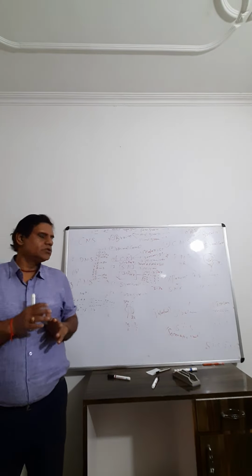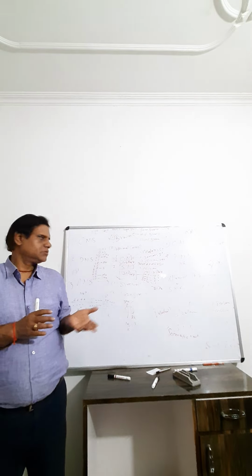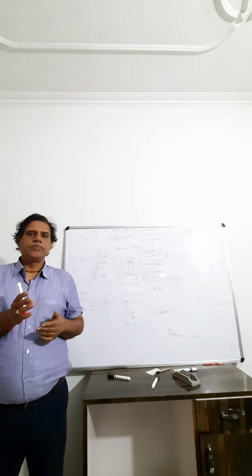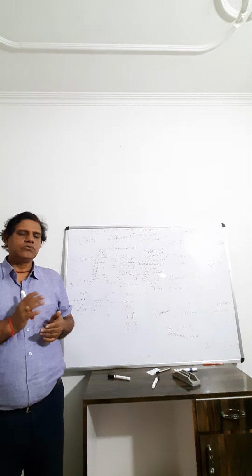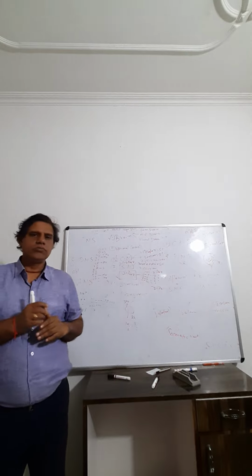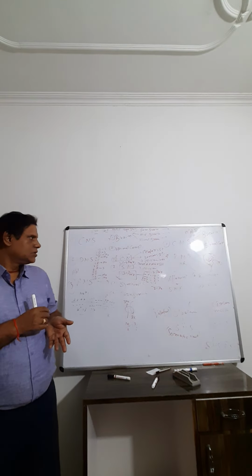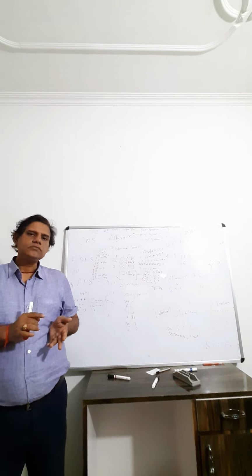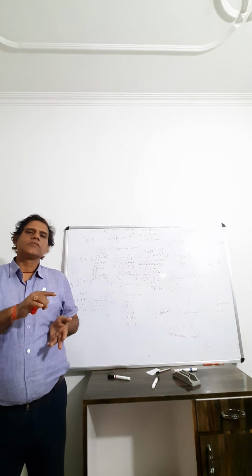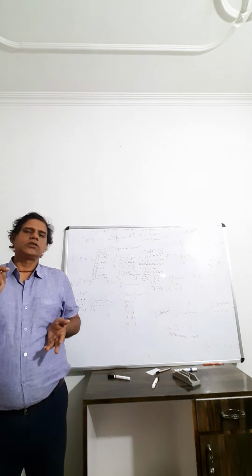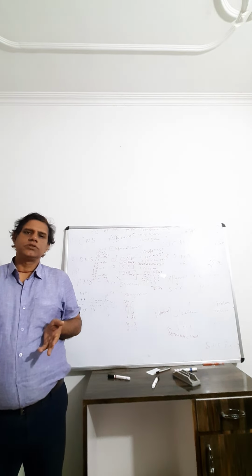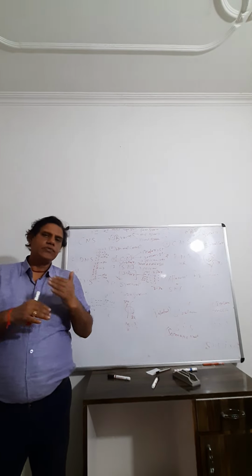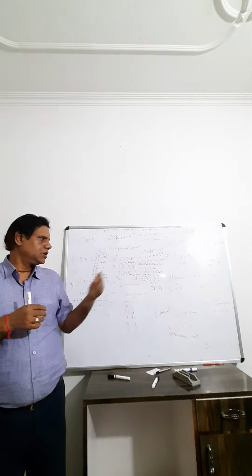But the spinal nerve is always mixed, and it is 31 pairs: 8 pairs cervical, 12 pairs thoracic, 5 pairs lumbar, 5 pairs sacral, and 1 pair coccygeal. So that is a total of 31 pairs, all mixed in nature. Sensory means transmission of nerve impulse from organs to the CNS, and motor means transmission of impulse from the CNS to organs. So the PNS includes afferent and efferent: afferent is sensory and efferent is motor.